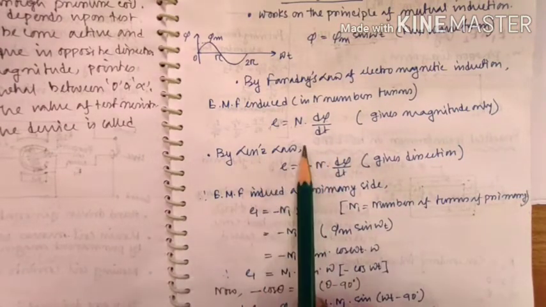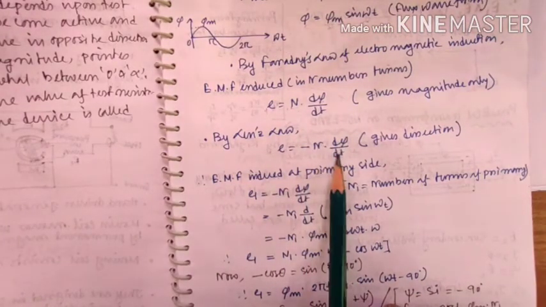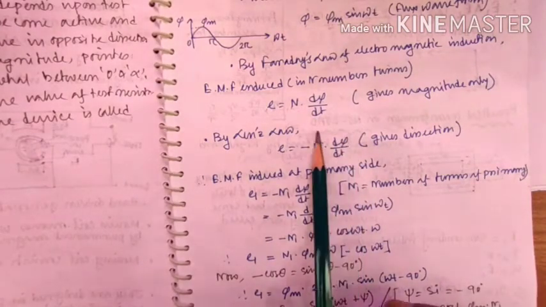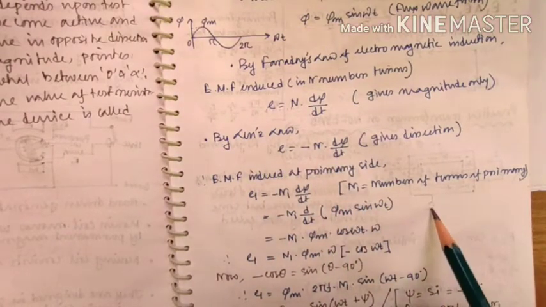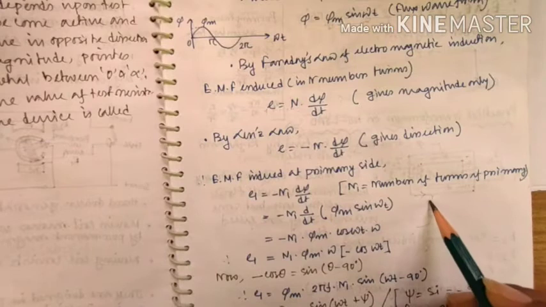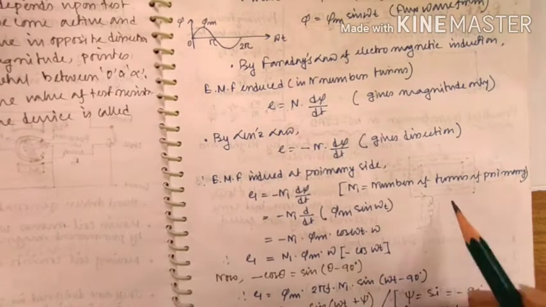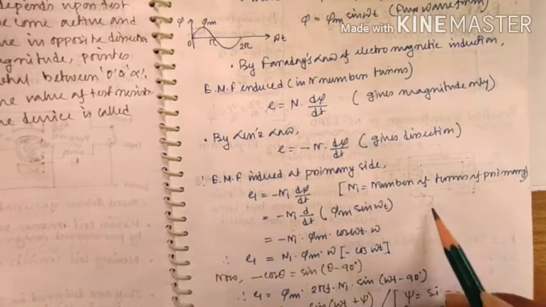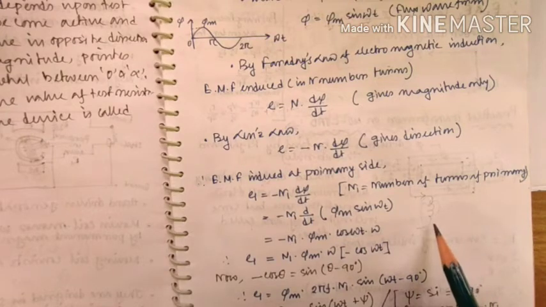Now Lenz's law gives us the direction, and it says e is equal to minus N d phi by dt. That is the direction. Whenever current flows through a coil, assume this one is a coil and current is flowing through it, due to the flow of current it will create this type of magnetic flux lines. And if this current is alternating in nature, that means it is changing with respect to time, then the flux produced by this current will also be changing with respect to time.